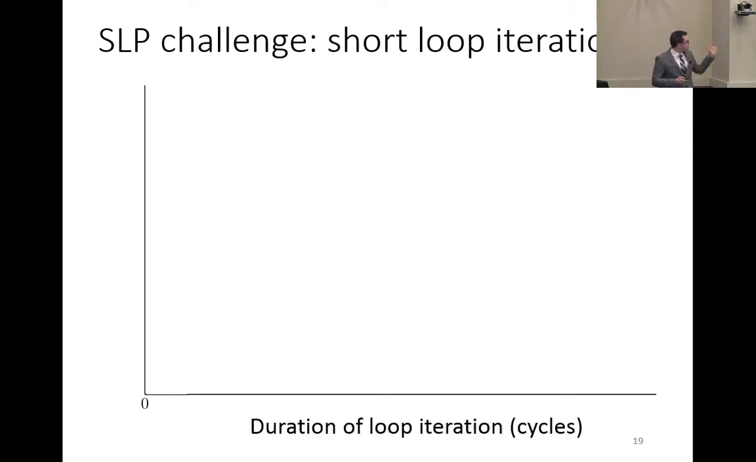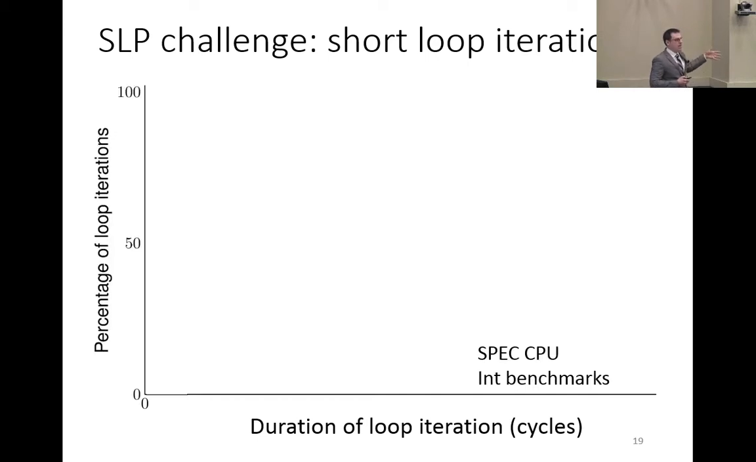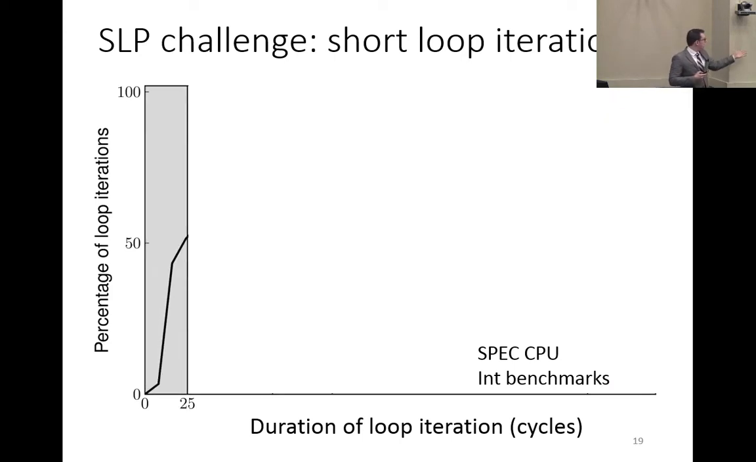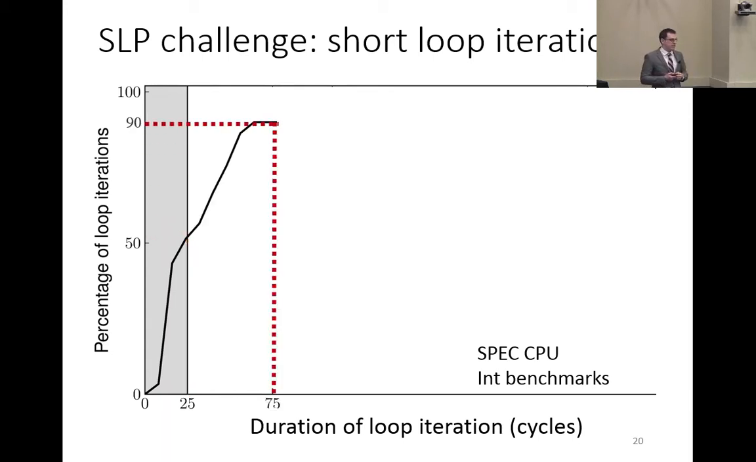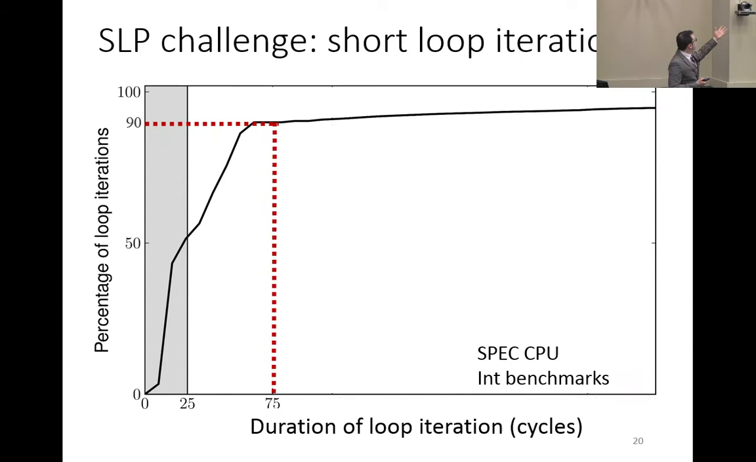Here you can see on the x-axis the duration, the lifetime of these iterations, and on the y-axis the fraction of these iterations that end within a given number of clock cycles. I ran them in a real system, executing these short iterations sequentially. For example, let's count how many iterations end within 25 cycles. You can see that more than half of the iterations end in this region. So these iterations are very short. Let's count how many iterations end within 75 cycles, and you can see that the majority of them, 90%, are in this region.